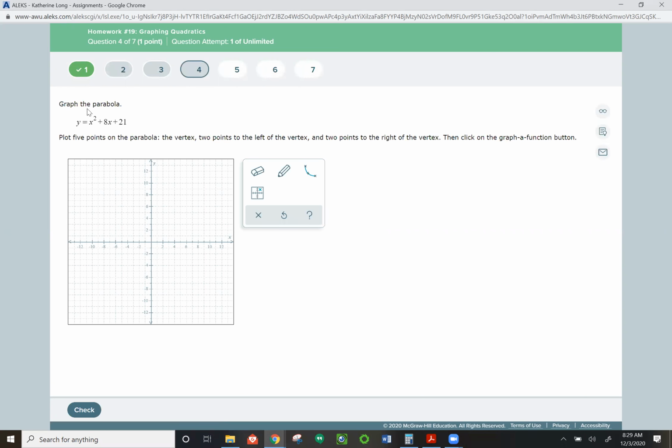So for 4, we're actually going to be graphing the parabola. When you graph, the very first thing you want to do is identify what your vertex is. Once you do that, it becomes a lot easier finding other points, because the vertex occurs on the axis of symmetry, meaning the points to the left and right of it will be identical. So we need to start by creating an XY chart.